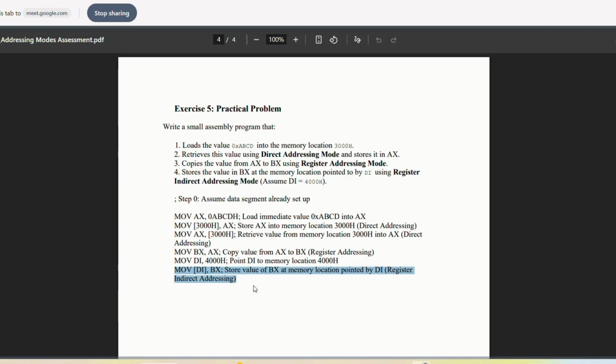which stores the value from BX into the memory location pointed to by DI using register indirect addressing mode. So that's all for my activity. Thank you.